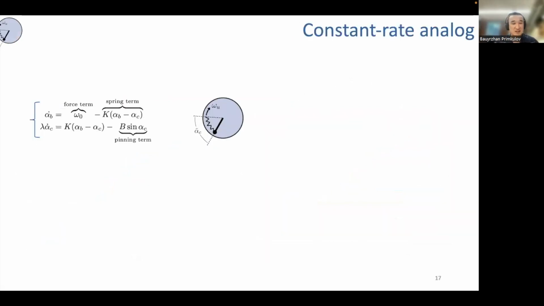Now I'll go to a bit more interesting setting. A bit more interesting setting is when you pull this pendulum with the spring, and you're pulling it at a constant fixed angular velocity omega u.